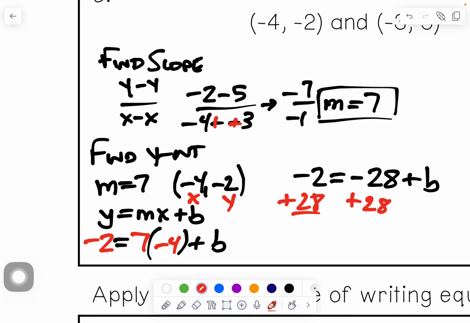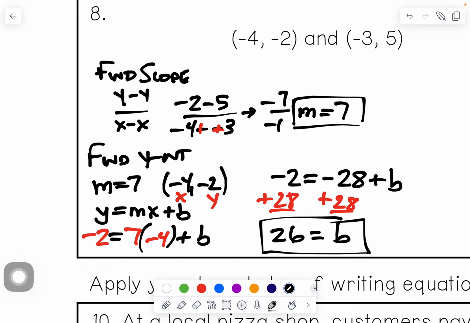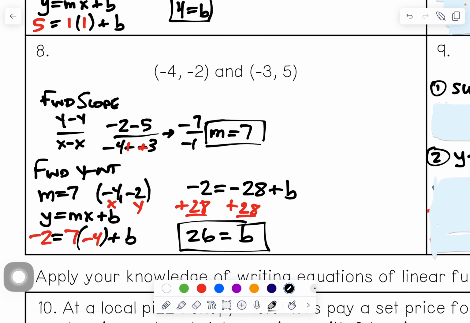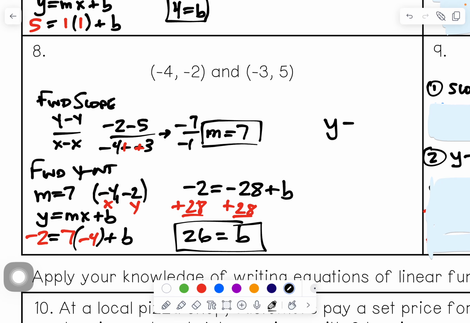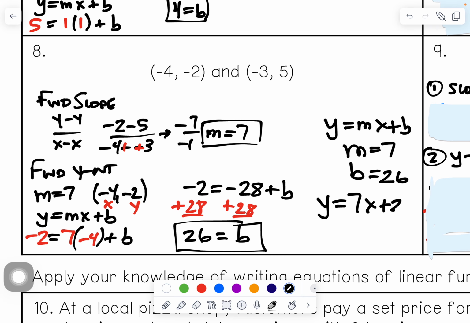Do the opposite, right? And that ends up giving me 26 equals b. So I have the second part of what I need. Okay, so when I come over here, I have y equals mx plus b. I found my m value to be 7. I found my b value to be 26. Therefore, my equation is y equals 7x plus 26.